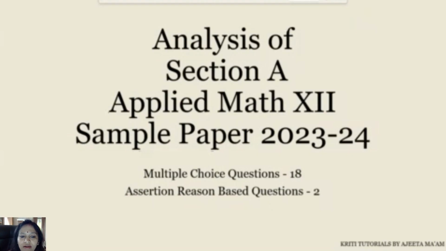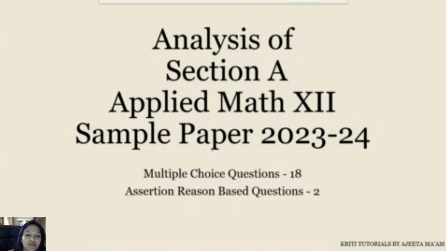So today we are back again with the analysis of section A part 2 for the applied maths class 12th sample paper which has been released by CBSE for the year 2023-24. This will help you in preparation. We already did the first 6 questions. Now we are coming up with the next set of questions. So we will be coming on to the next question.